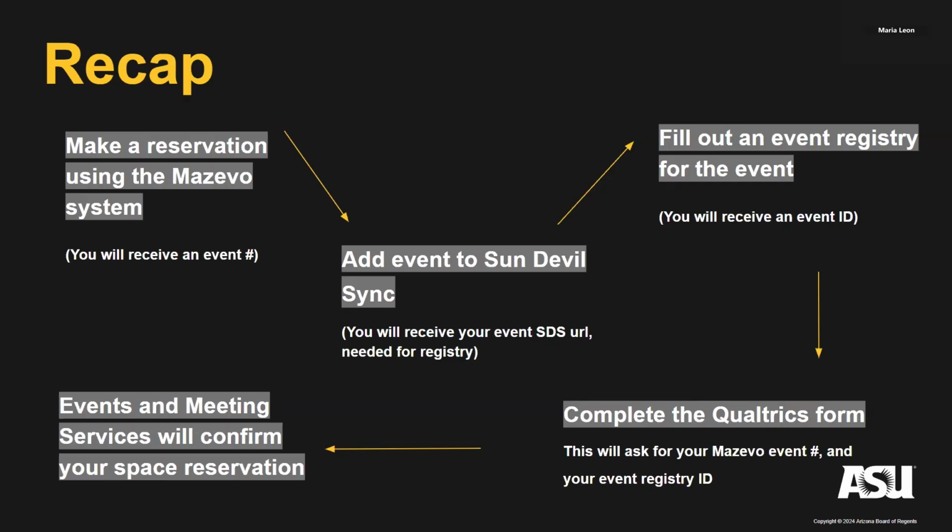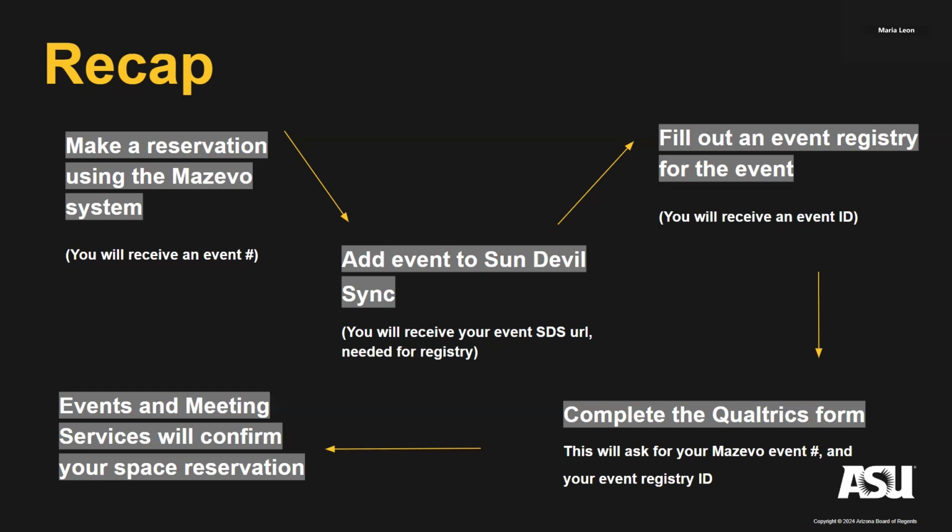All right, so to recap, the 4 action item steps that you're going to take. You're going to make a reservation using the Mazevo system. And doing this, you will receive an event number. Next, you're going to add that event to Sun Devil Sync and get it approved. And doing that, you will receive your event Sun Devil Sync URL, which will be needed for the registry. Then you're going to fill out an event registry for your event. And here you will receive an event ID.